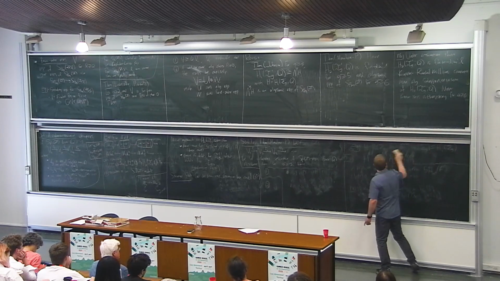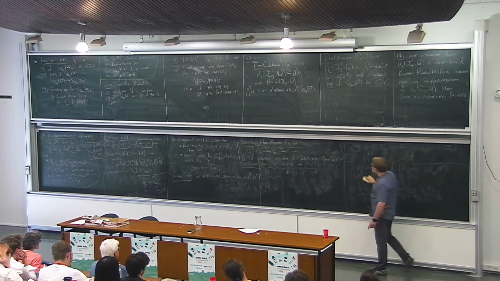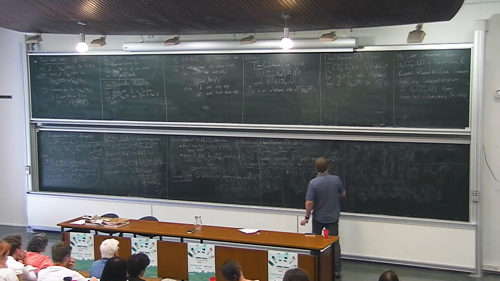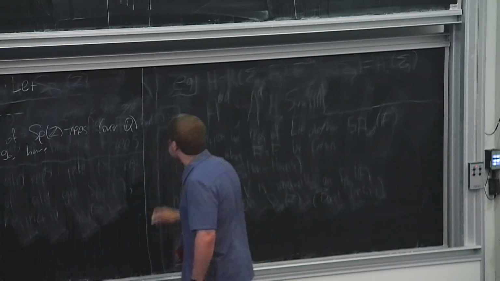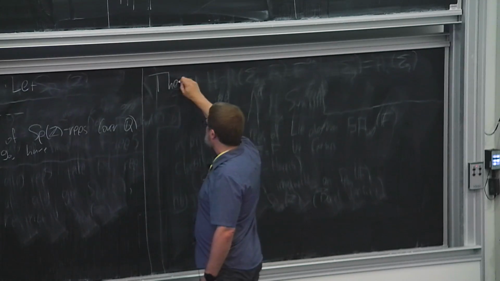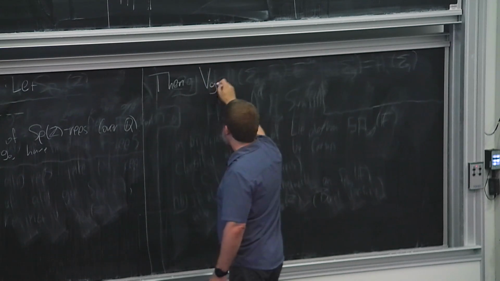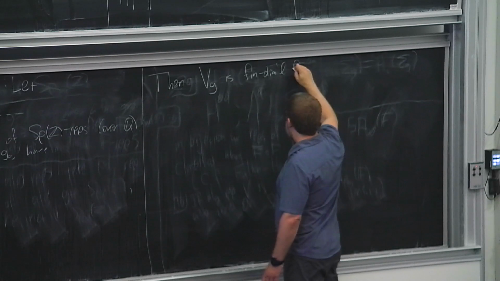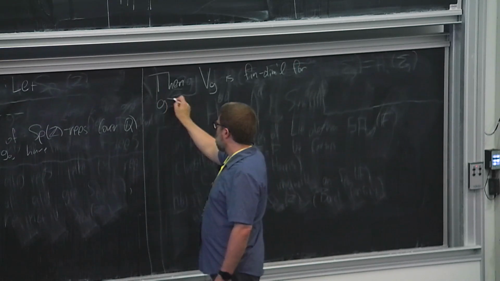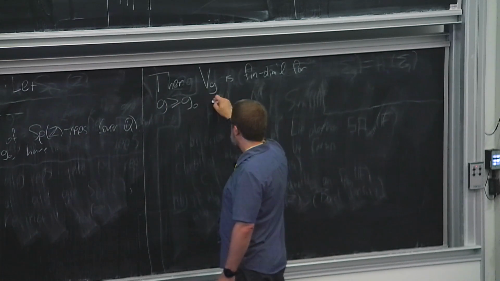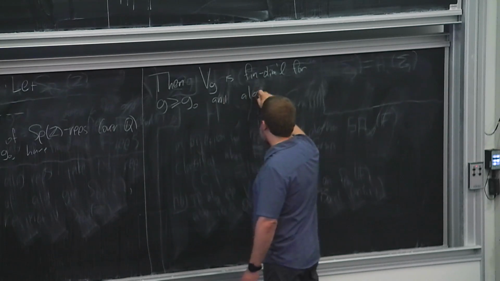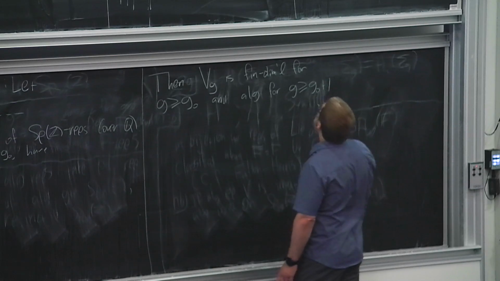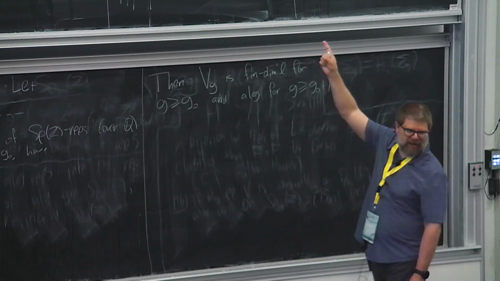Okay, so I'll draw the conclusion, and then we'll start trying to guess what the hypotheses should be to make the conclusion true. So then we have that V sub g is finite dimensional for g greater than or equal to g naught, and algebraic for g greater than or equal to g naught plus 1. So for our theorem, of course, g naught's going to be 5, right?